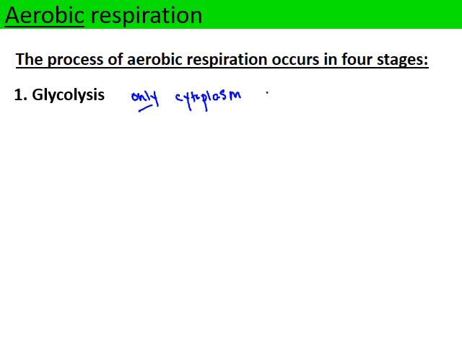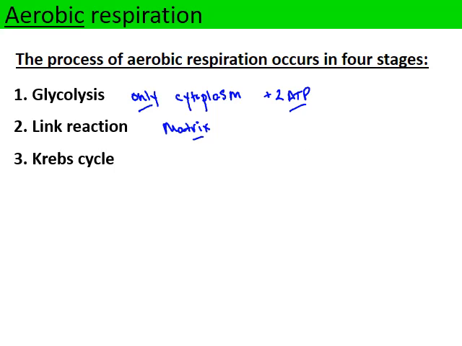This will actually produce a net, we'll see in a minute, of 2 ATP by what we call substrate level phosphorylation. So glycolysis on its own does produce a small amount of ATP, but it will also produce some intermediates that move into the mitochondria that then enter the link reaction. So this occurs in the matrix of the mitochondrion. Now the link reaction makes a product called acetyl coenzyme A, and that delivers a 2-carbon component into the Krebs cycle, which also occurs in the matrix of the mitochondrion.